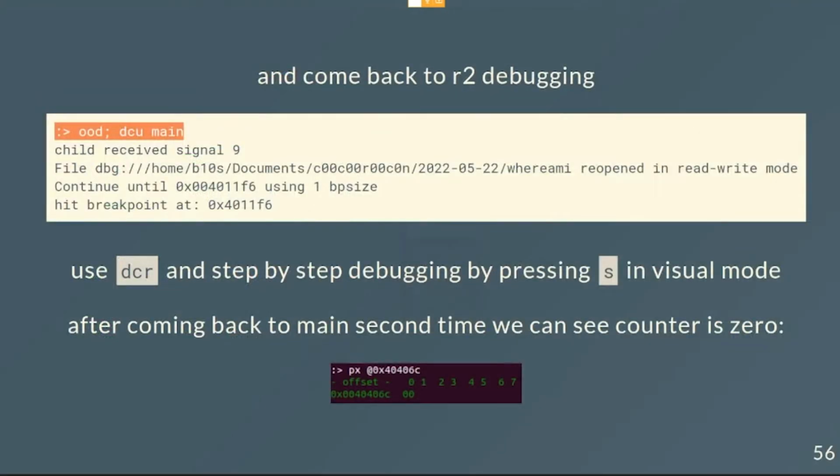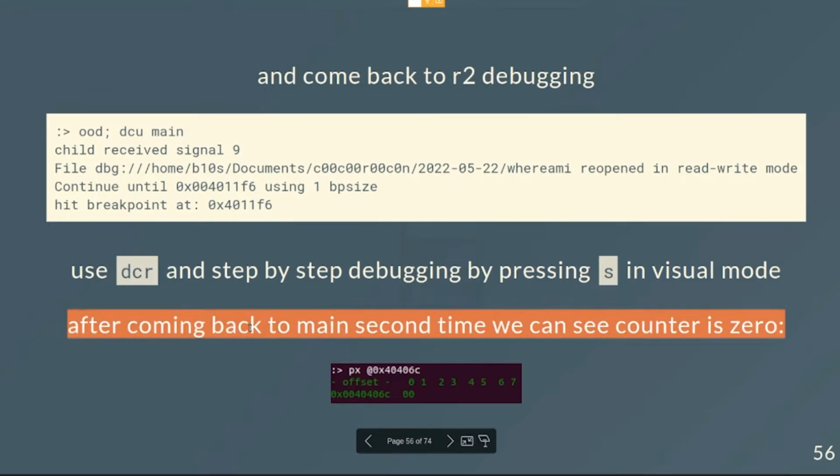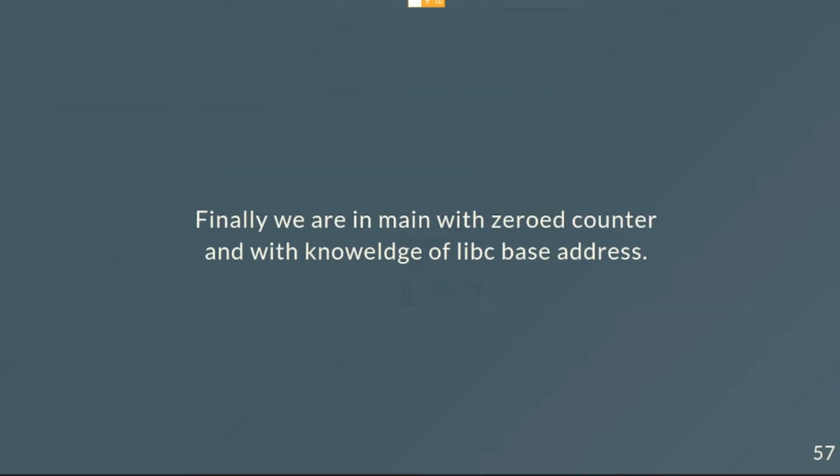And then, after coming back to main, we can see that our counter actually is 0. So we successfully overwrote the counter. Finally, we are in main with a zeroed counter and with knowledge of the real libc base address.